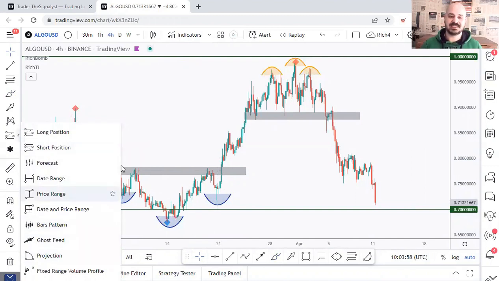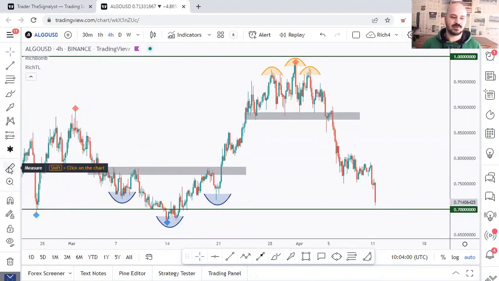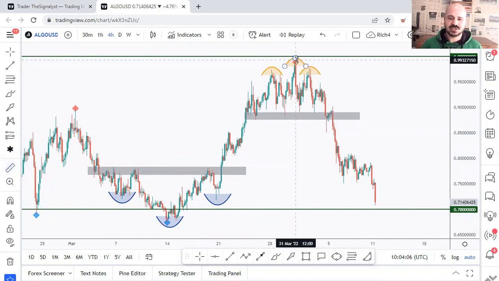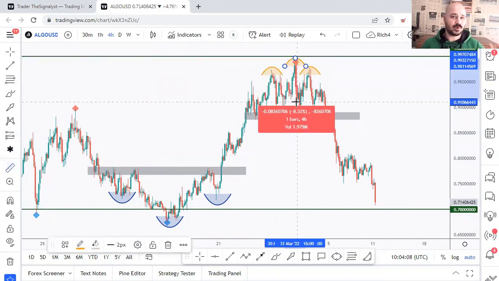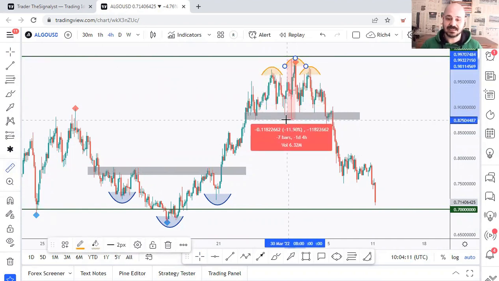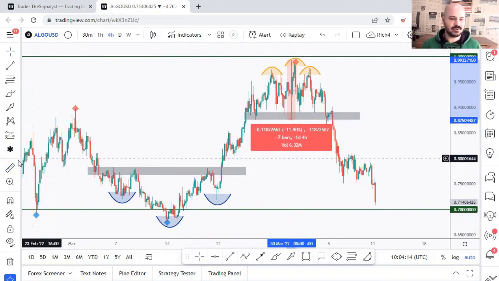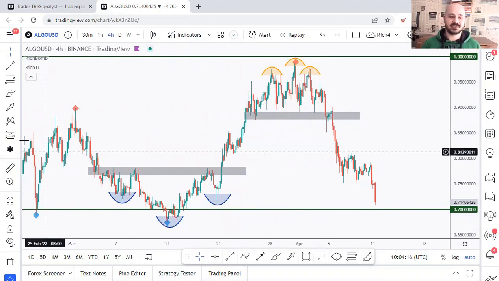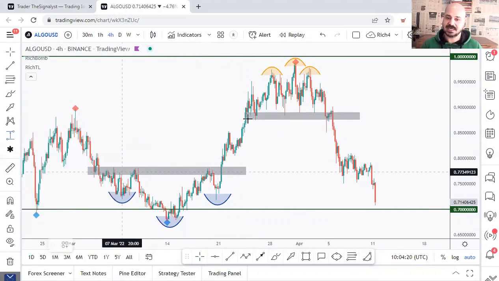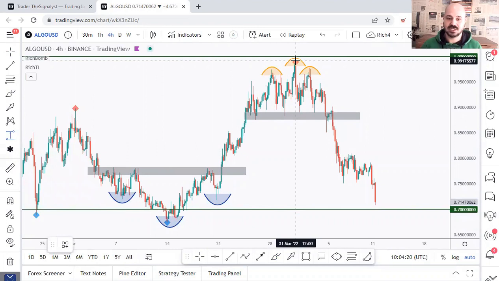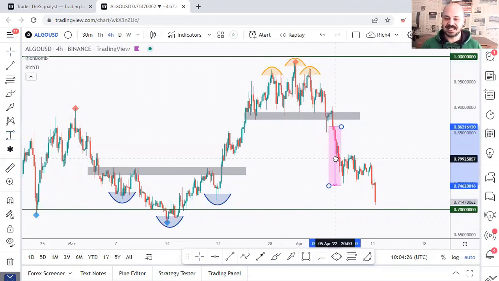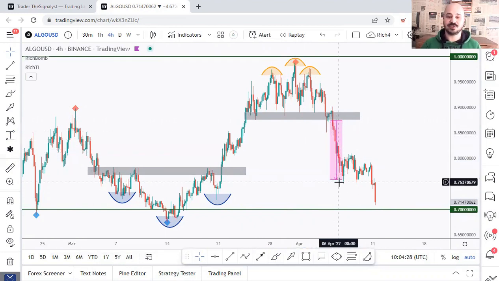Where is it? Here we go, price range. But you can also go for this one, which is shift control, or you can simply click on it, measure. Okay, so we measure from the highest point of the head till the neckline, which is around here, and you make a projection for it. But I don't like to use the measure, because if you click now, it disappears. So we go for the price range. That's why you keep it on your chart. So you draw it like this from here till here, and then you drag and drop it, and this would be it. This would be our projection.